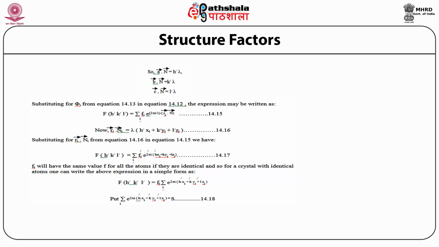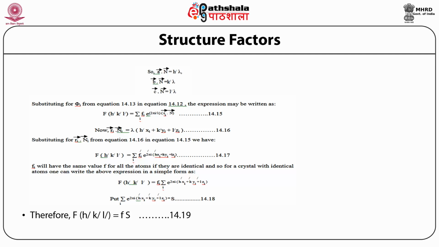And so for a crystal with identical atoms, one can write the above expression in a simple form as capital F H prime K prime L prime equal to small f summation over i of exponential of twice pi i into H prime Xi plus K prime Yi plus L prime Zi. Put summation over i exponential of twice pi i into H prime Xi plus K prime Yi plus L prime Zi equal to capital S, referred to as equation 14.18. Therefore, capital F H prime K prime L prime is equal to small f into capital S, which is given as equation 14.19.